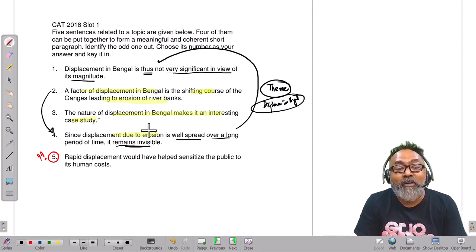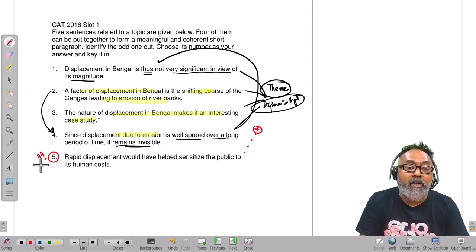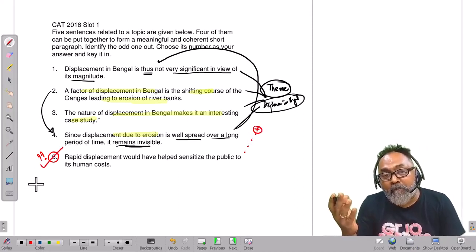It's not very significant. That's what is going on. All these are aligned to that theme of displacement in Bengal. What is going on in sentence number 4? Where is it aligned to? It is not aligned anywhere else. Answer has to be sentence number 5. That's it.